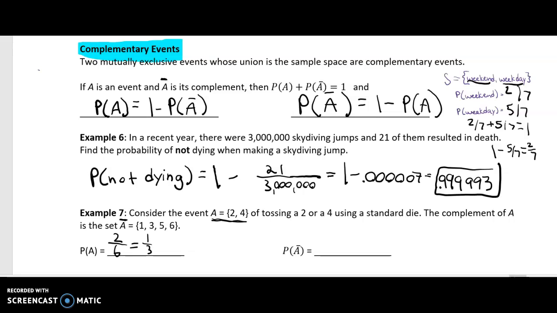The probability of not A, we can find 2 different ways. We can use complements. We can say 1 minus the probability of A, or 1 minus 1/3 equals 2/3. So 2/3 is the probability of getting a number other than 2 or 4. But we can also consider that getting a number other than 2 or 4 means getting 1, 3, 5, or 6. So there are 4 options out of a total 6, which also reduces to 2/3. So those are 2 ways to find the answer. One using complements, the other does not.